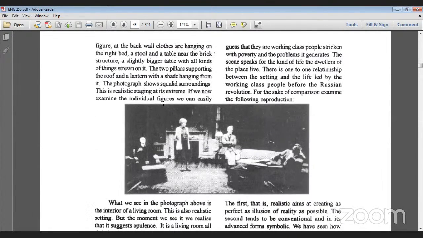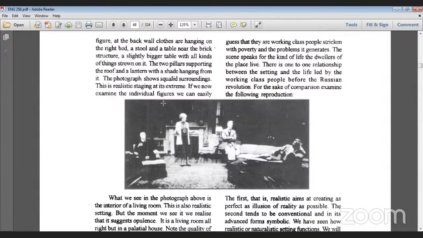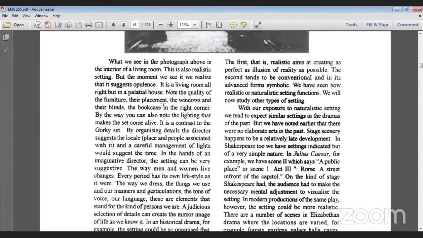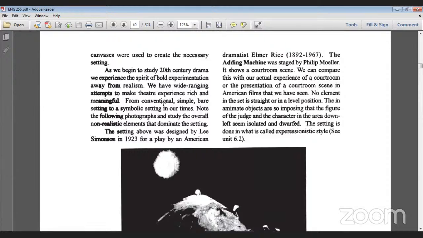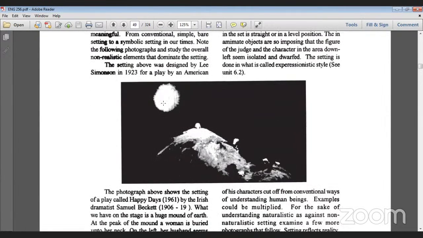And these are some concepts, photographs taken while the drama was going on. See why the photography is being shown in this pattern. It is especially for the setting of the play called Happy Days by the Irish dramatist Samuel Beckett.